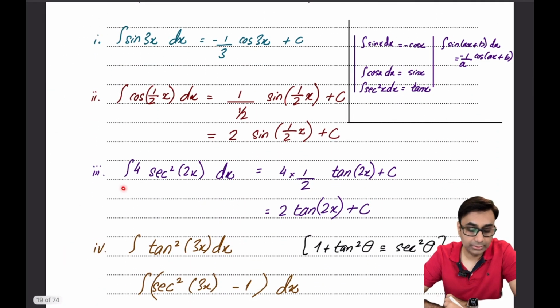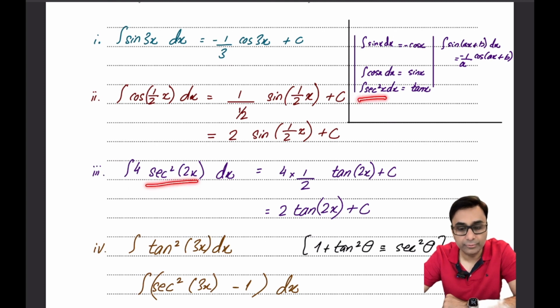Similarly, there is another example. I have to integrate 4 sec squared 2x dx. A constant 4 can always come out of the integral, so I can just copy it as it is. Then I compare this with the formula provided to me in the formula sheet, and I will be able to recognize that it is the same formula, but x is replaced by 2x. So I'm going to do 1 over 2 tan 2x, and then I will add a constant.